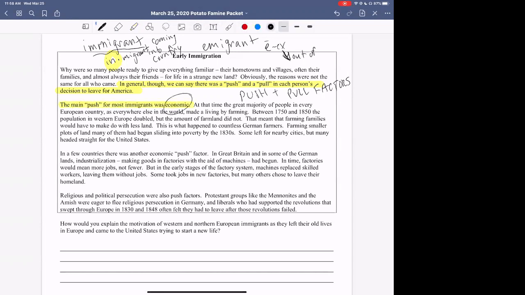Maybe even circle economic. At that time, the great majority of people in every European country, as everywhere in the world, made a living by farming. Between 1750 and 1850, the population in Western Europe doubled, but the amount of farmland did not. That meant that farming families would have to make do with less land. This is what happened to countless German farmers.